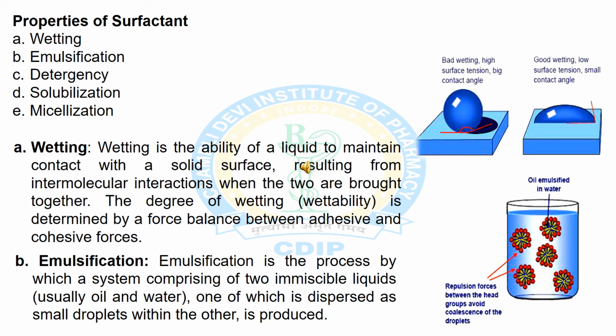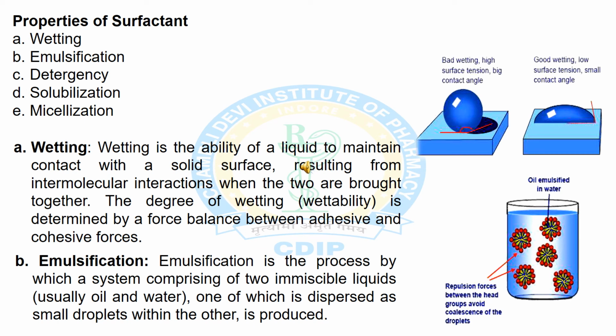Next are the properties of surfactants. There are some properties of surfactants like wetting, emulsification, detergency, solubilization as well as micellization. Now let us understand the first property, that is wetting. Wetting is the ability of a liquid to maintain contact with a solid surface, resulting from intermolecular forces of attraction when the two are brought together. The degree of wetting is determined by the force balance between the adhesive and the cohesive forces.